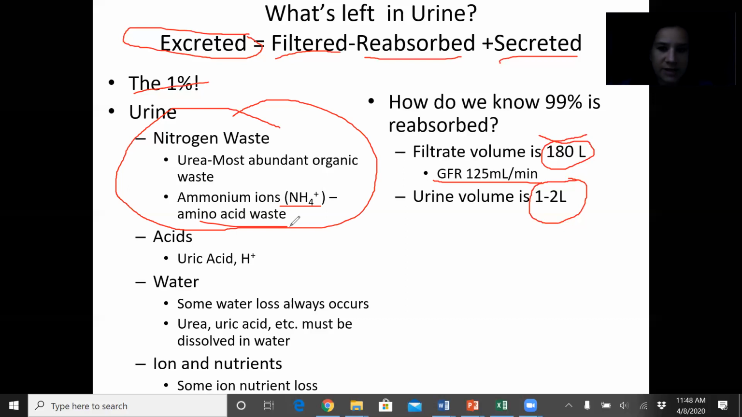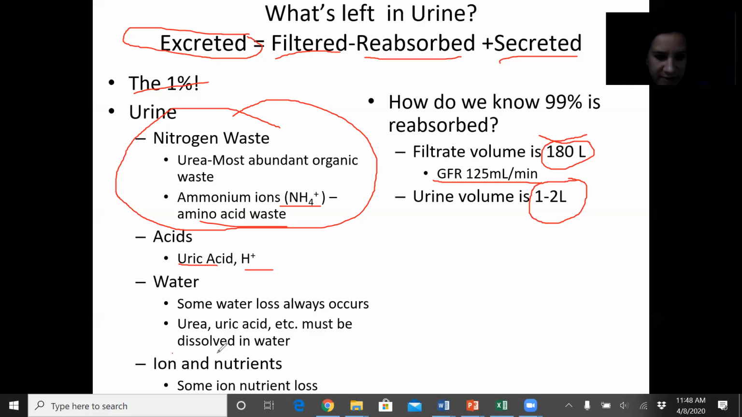There will also be some acids. Okay, so uric acid, again, that's the thing that has nitrogen in it, and hydrogen ion. We already talked about how we can compensate at the level of the kidney to get rid of hydrogen ion if we're not doing a good enough job getting rid of CO2 and driving that carbonic acid equation in the opposite direction.